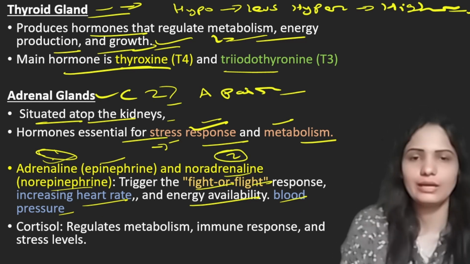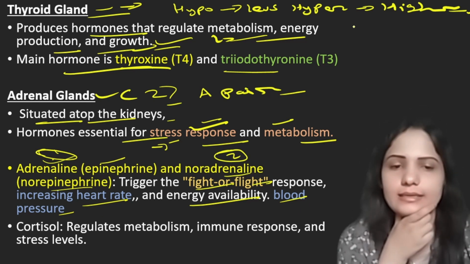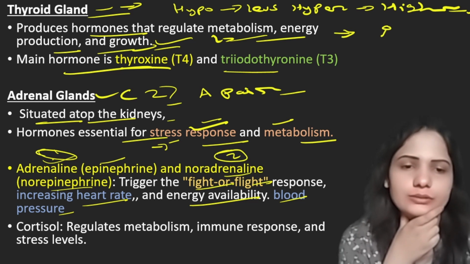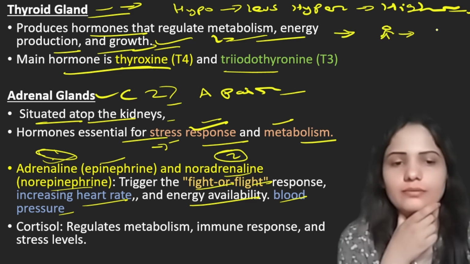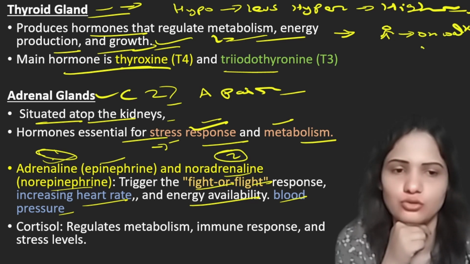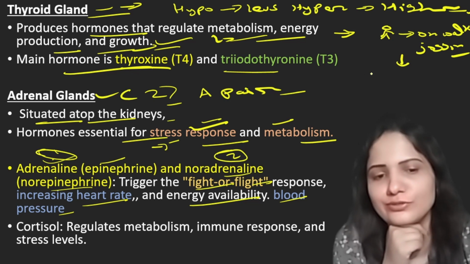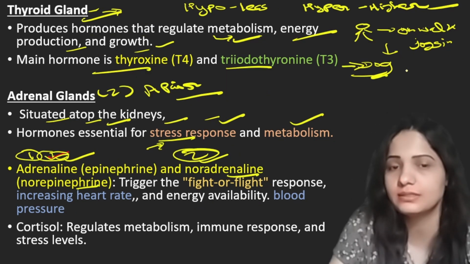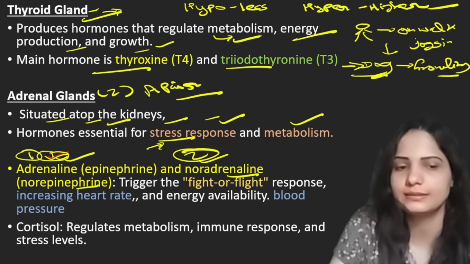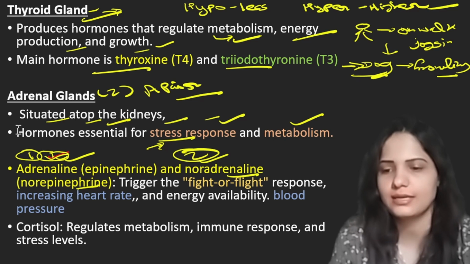Okay, so now what happens during the stress response? Let's say, for example, a person, or you can imagine yourself, you were going on a walk, or let's say jogging, and suddenly a dog appears in front of him. The dog is growling or barking. What will you do now in this case? Let me change the slide here.